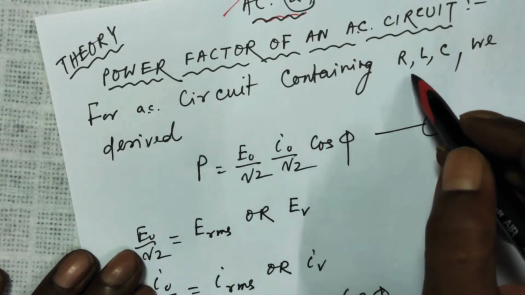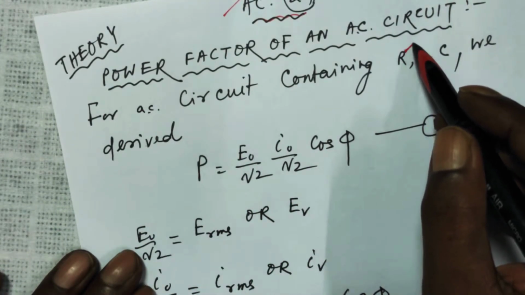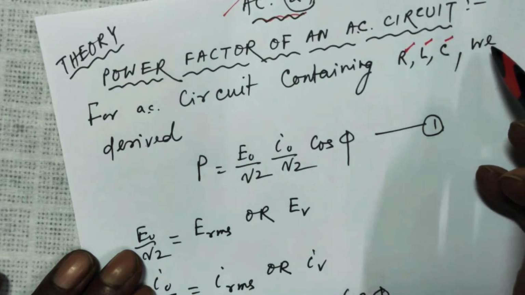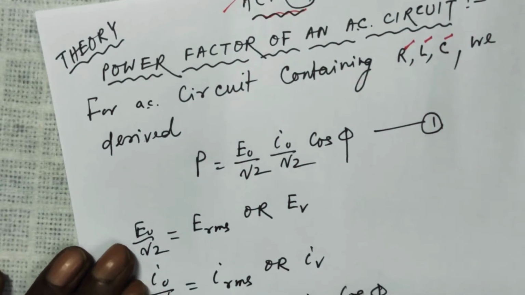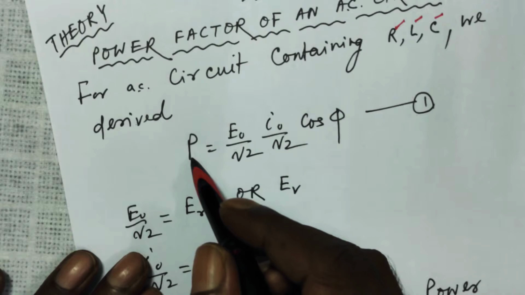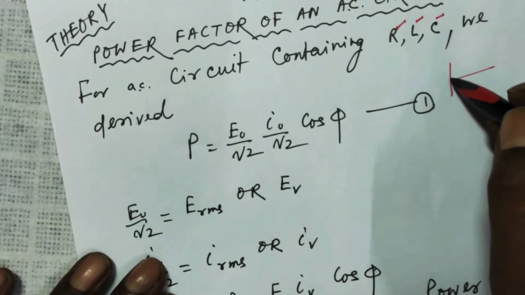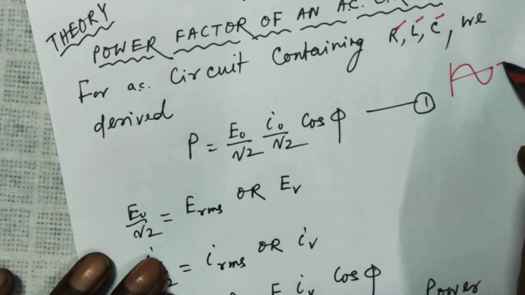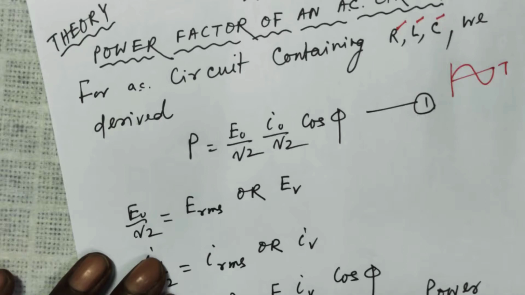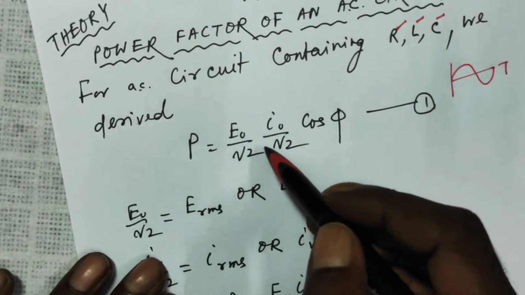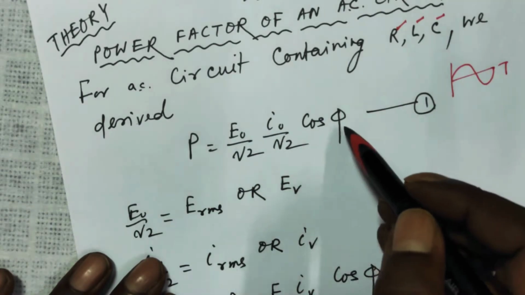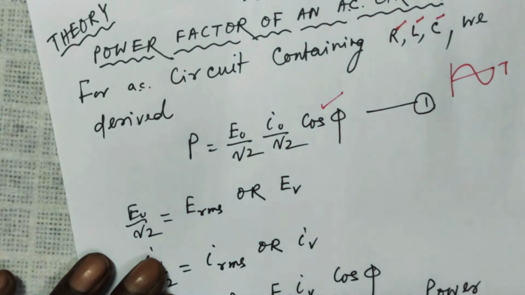For an AC circuit containing a pure resistor, pure inductor, pure capacitor, we had previously derived this relation, the power consumed in one complete cycle, one cycle T. And it was E naught over root 2 or I naught over root 2 cos phi, and the cos phi was called the power factor.